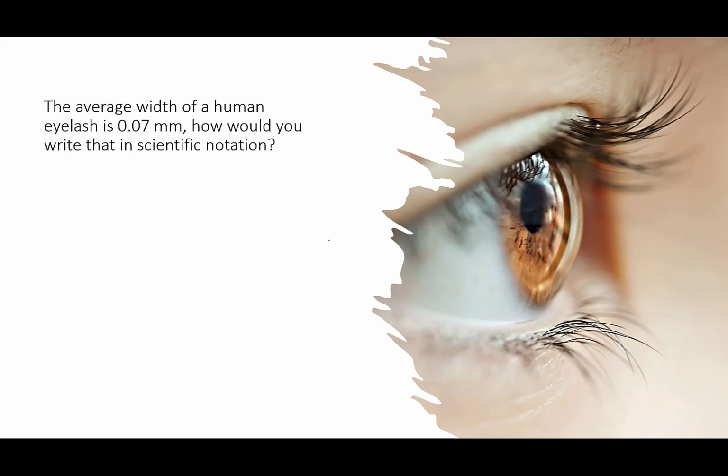Another small unit, let's look at the average width of a human eyelash, which is 0.07 millimeters. How would we write that in scientific notation? This one's pretty small, and notice there's no number after 7, so I'm just going to write a 7, and I'm going to say times 10, and then look, I only went 1, 2 over, right? This line would be here, so I would say negative 2.